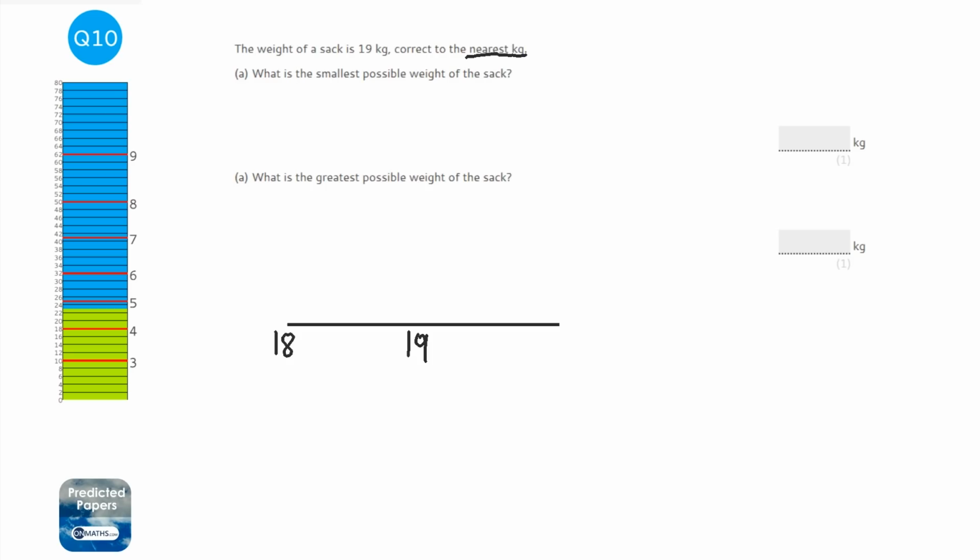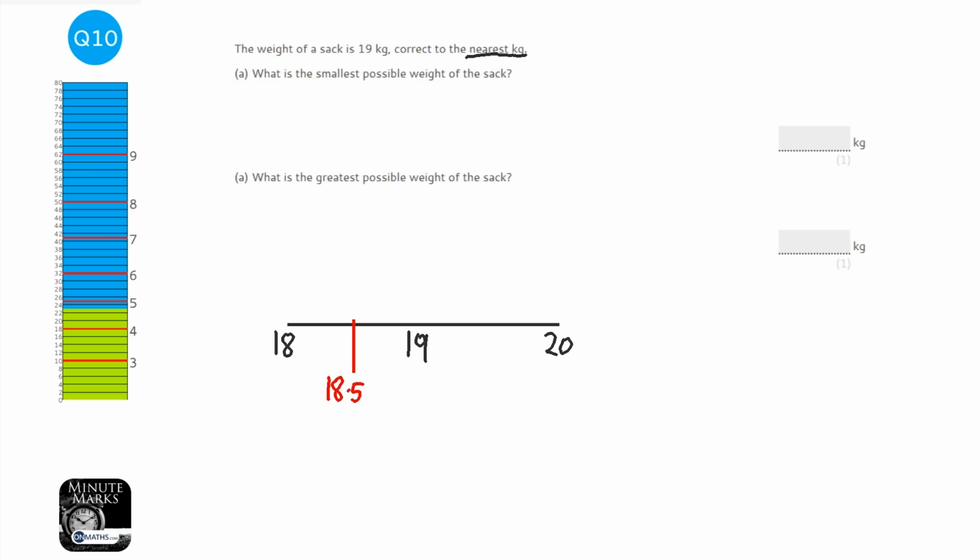Well, the next one down would be 18. And then I think, well, what's the next one up it could be? Well, it could have been 20. It's not 18 or 20, it's 19. And then I think, well, what's the cutoff point between 18 and 19? So I draw a line down here, and the cutoff point would have been 18.5. So if it was 18.4, it would have been rounded to 18, but 18.5 or more, it's rounded to 19.